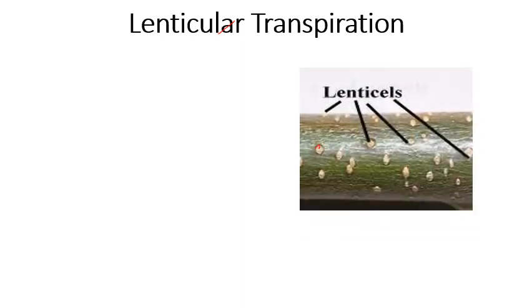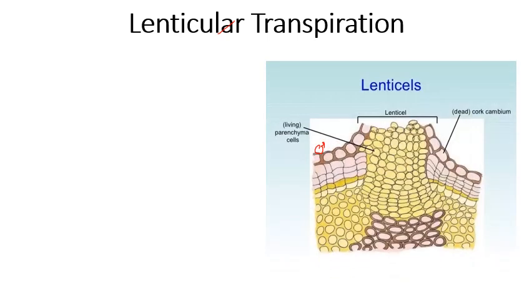Next comes lenticular transpiration. Firstly, lenticels are small pores or openings which are present in the bark region, and it is made up of some loosely arranged cells in the cork region which are known as complementary cells. So this is the diagram which shows this lenticels. And this is the cork region, which is made up of a dead tissue, and it is meant for protective purposes.